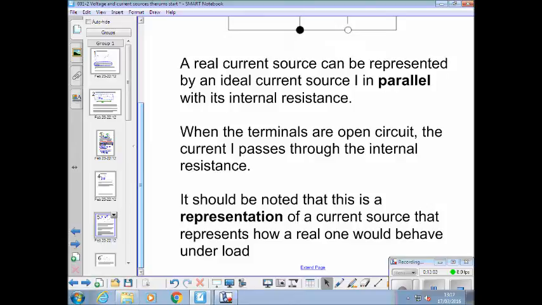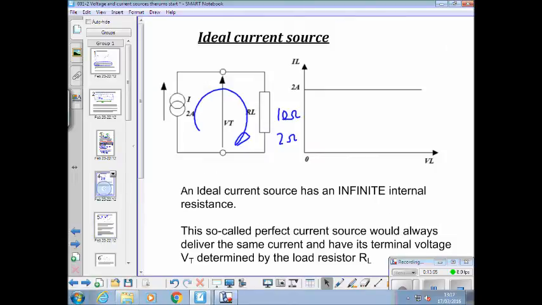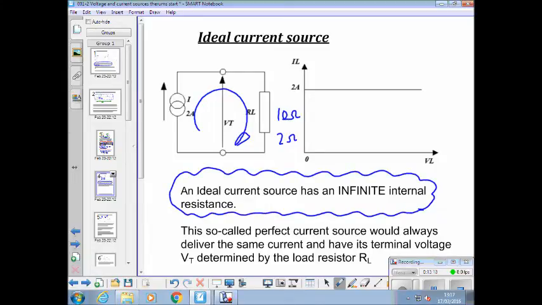Quite easy. Okay? But what you must remember about the current source is that ideally it has infinite internal resistance, e.g. open circuit. No current flows through it, it just delivers 2 amps in the case of that one on that page.